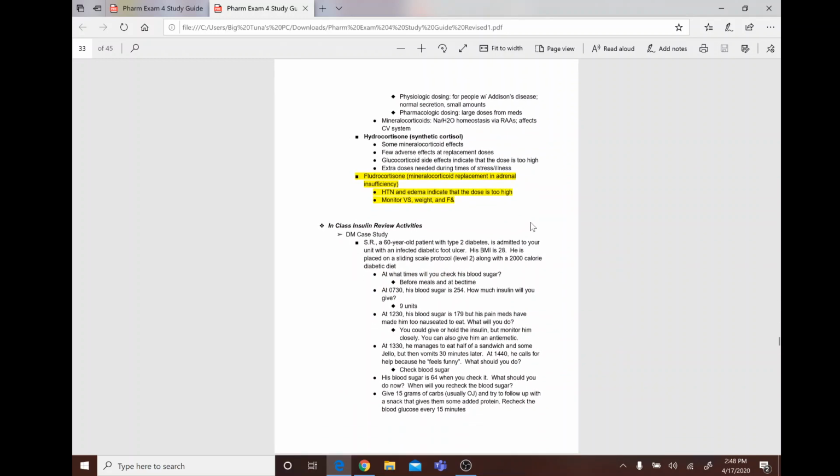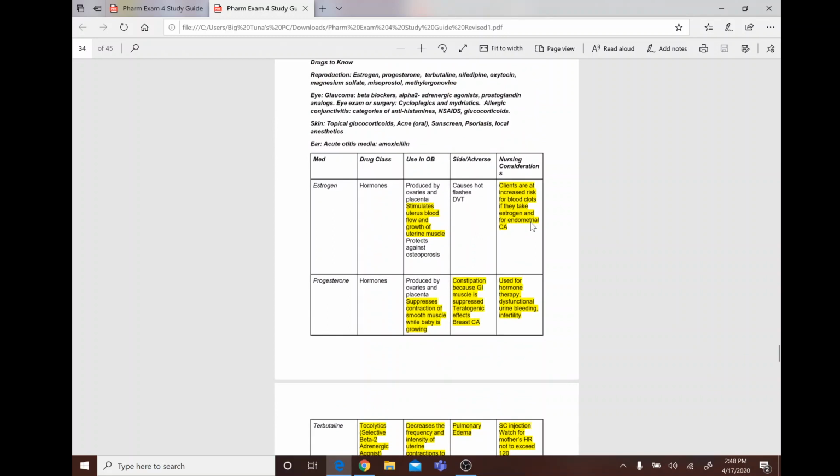What is fludrocortisone? Mineralocorticoid replacement and adrenal insufficiency. Hypertension and edema indicate that the dose is too high. Monitor vital signs, weight, and F&E.